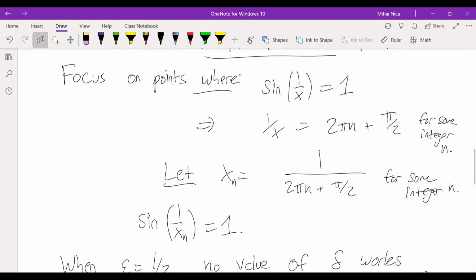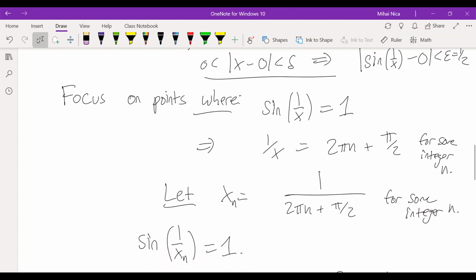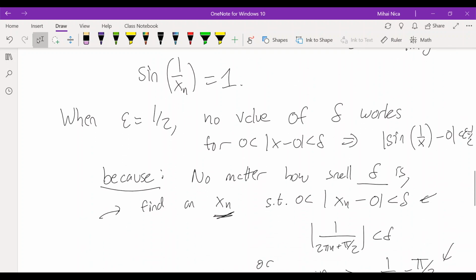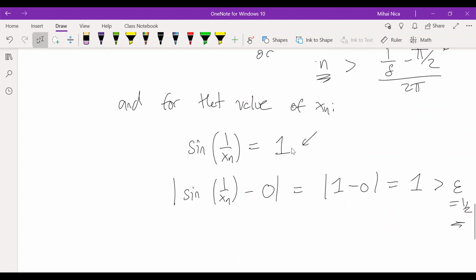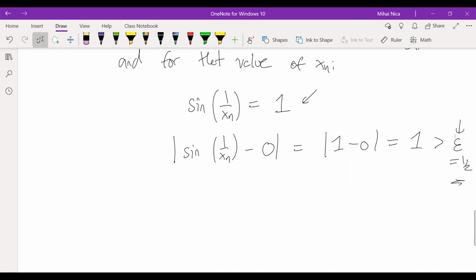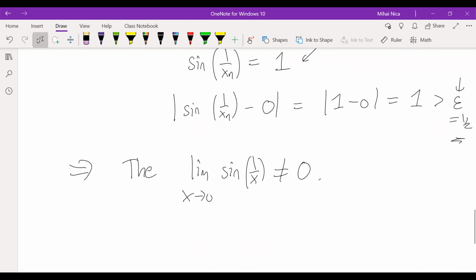So what I did is I took this thing, when epsilon equals a half, no values of delta work, and it's because of these infinitely many points xn, and no matter how small of a delta you pick, I can always find an xn in your zone, and at that point, sine of 1 over xn equals 1, which is bigger than epsilon, which is a half. So therefore, the limit as x goes to 0 of sine of 1 over x is not equal to 0. Okay, so that is the argument.